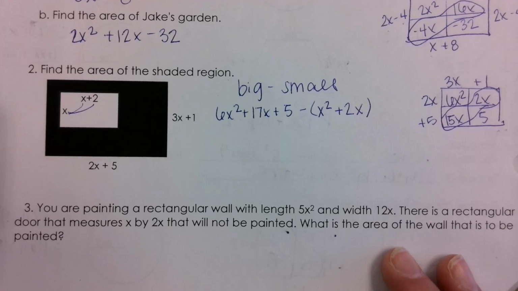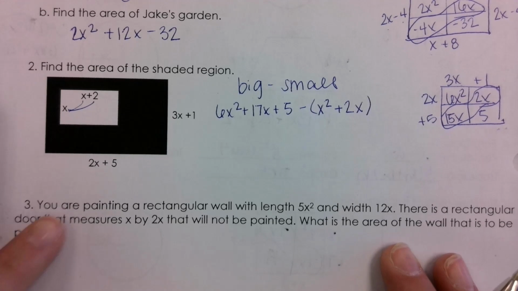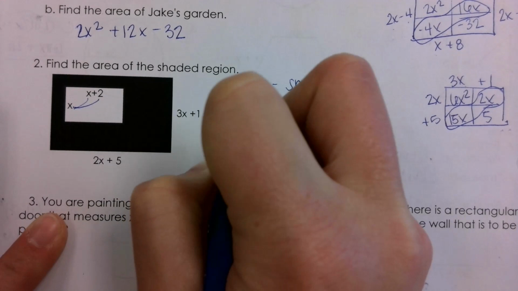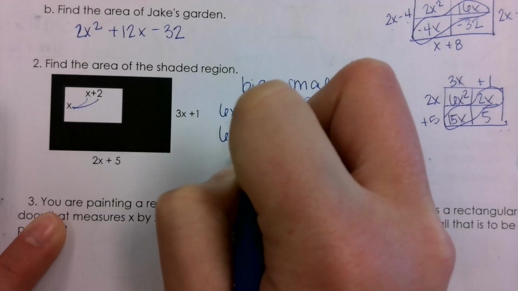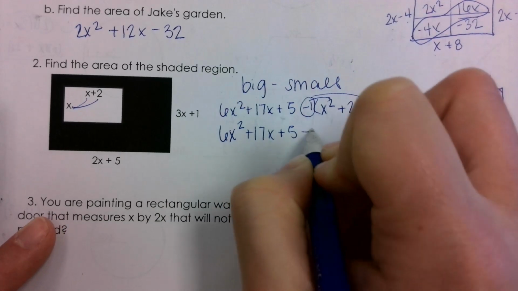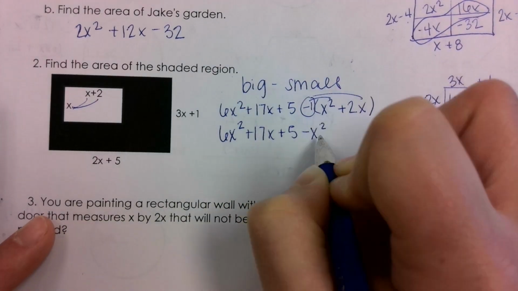So to clear those parentheses, what are we doing? Distribute what? A negative 1. So distribute that negative 1. That's just going to change our signs. So we've got 6x squared plus 17x plus 5. Instead of a positive x squared, we'll have a negative x squared. Instead of a positive 2x, we'll have negative 2x.